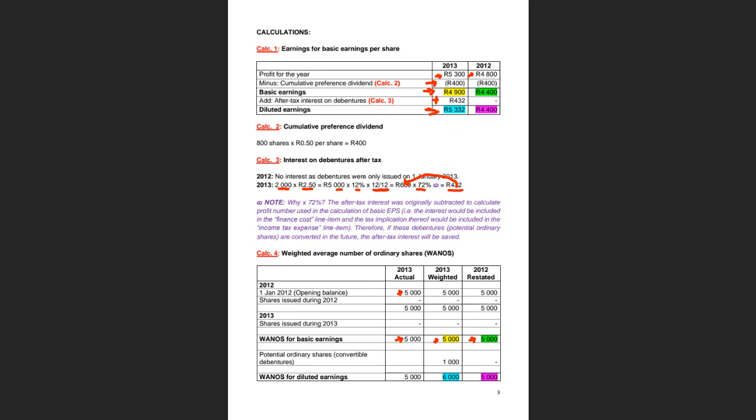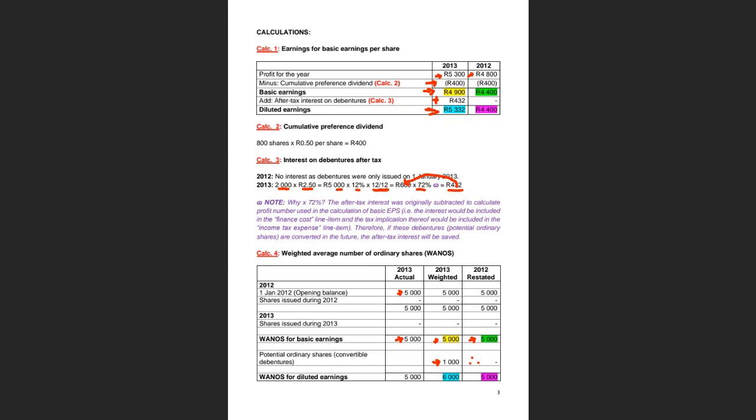Then we have the potential ordinary shares. Those are the convertible debentures. Remember, they said they can convert into 1,000 ordinary shares in 2015. So that is why we've put 1,000 here under the current year. It's not under the prior year.